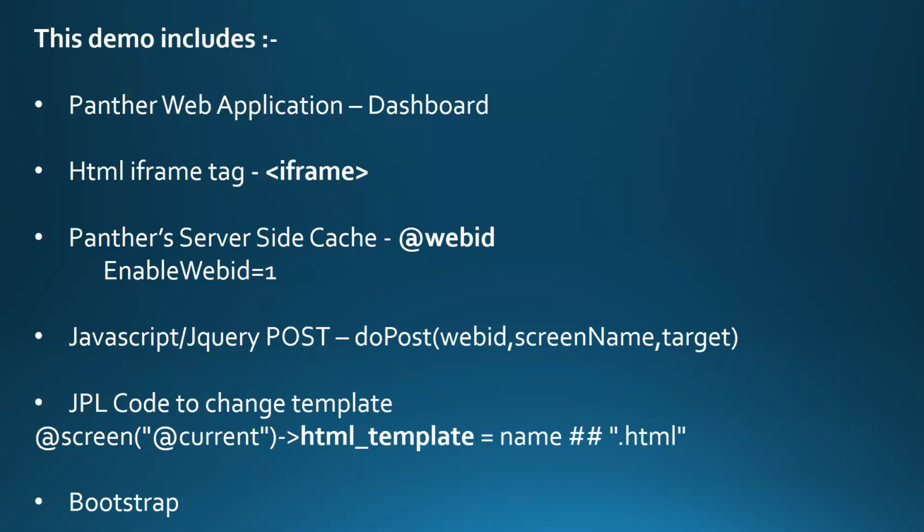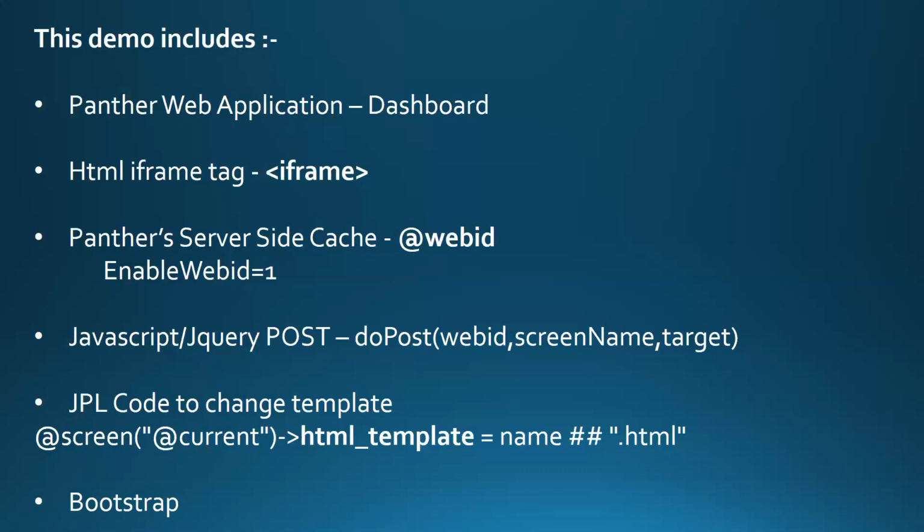For that, you will need to set the enable web ID property in the initialization file of your application. By default, this value is set to 0. You will need to set this to 1. By enabling the web ID, you will enable the server-side cache in your Panther web application. By doing that, you will be able to access the cache ID by using the @webid property.